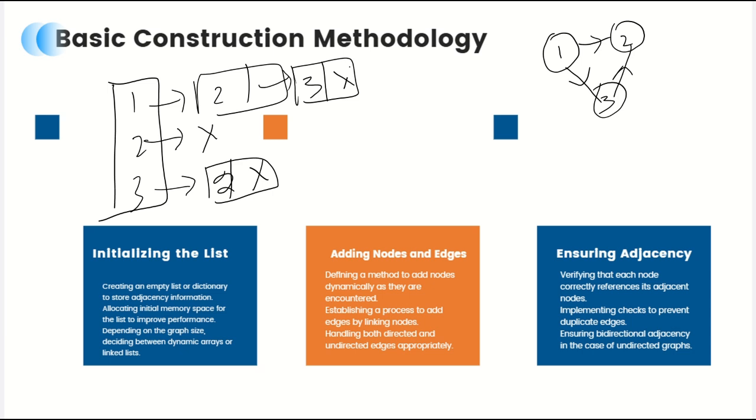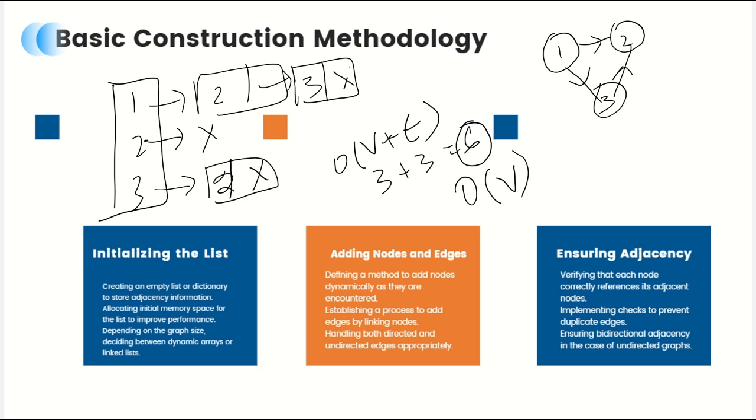Now let us understand this order of V plus E, the time and space complexity. Vertices are 3 plus edges is also 3, so 6. To search whether a vertex is present or not, it will take order of V. To search whether an edge is present or not, it takes order of E.